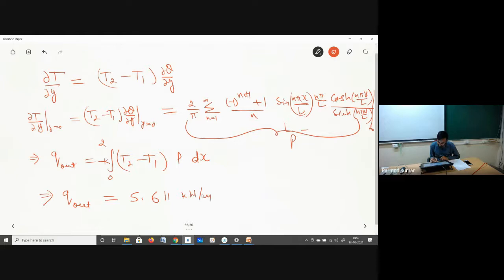kilowatt per meter. Why am I writing per meter? Because when we considered this area, we considered dx into 1, the thickness of the lower face we considered to be unity. So this is how, if you know the temperature profile, you can find out the heat transfer from a face.